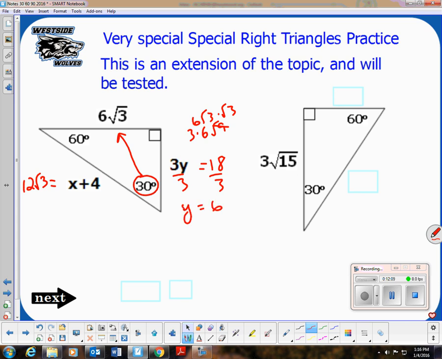That was easy enough. How do I solve for x here? I got to subtract 4 from both sides. Now that right there is the problem you're going to have. You're going to try to subtract 4 from 12. Those are not like terms. So x equals negative 4 plus 12 square root of 3. If you combine those two together, they're not like terms. Okay, try the next one.